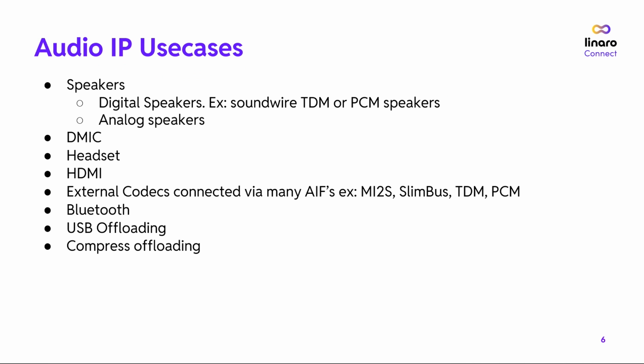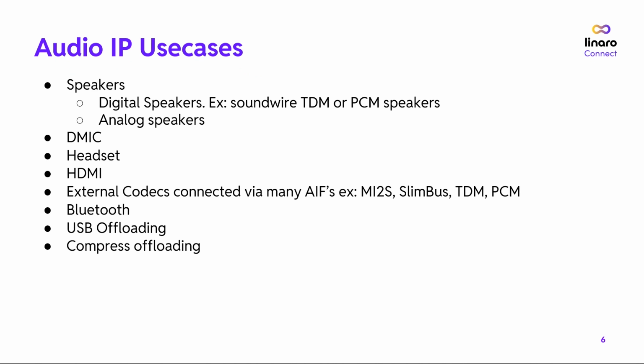So, typical audio use cases. I think you must already know about this. Speakers: these are typical digital speakers connected over a PDM interface, with a Soundwire configuration there, or you can use TDM as well. Then there are analog speakers, normally connected on the line out of the codec. With a typical external codec, you connect using MI2S or Soundwire or PCM, and on the line out of the other side you can typically connect speakers.